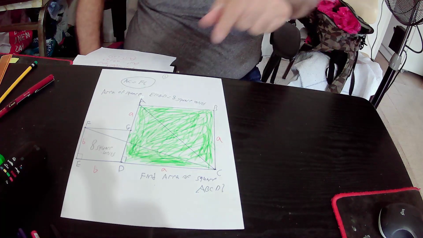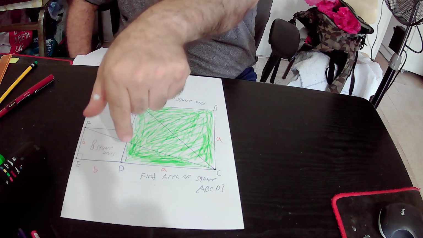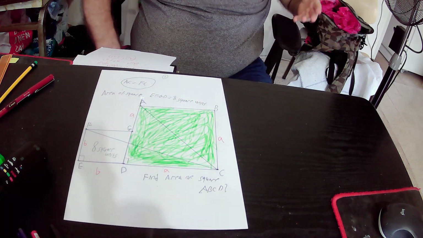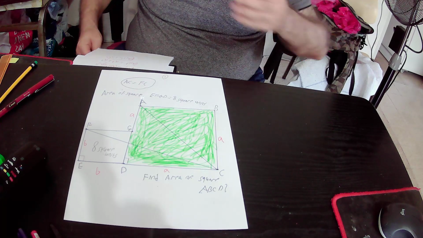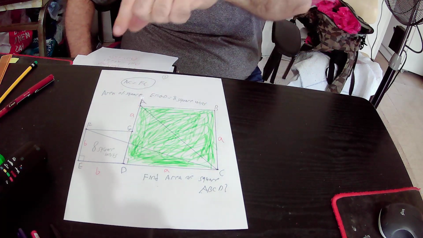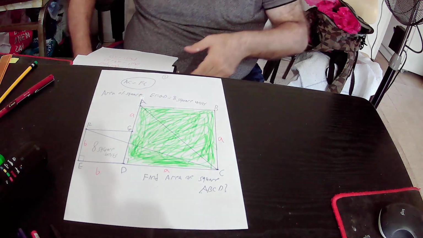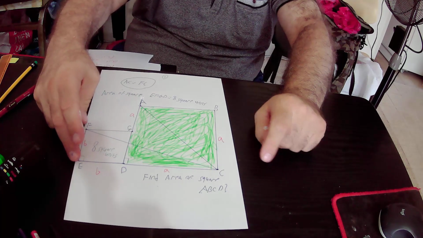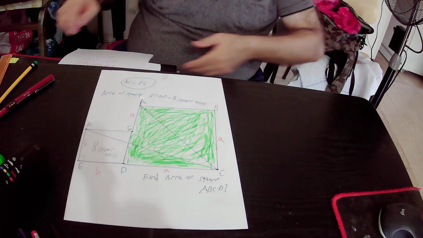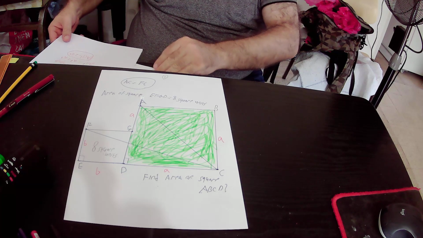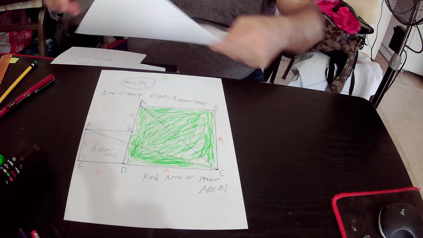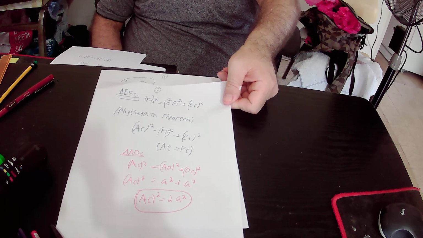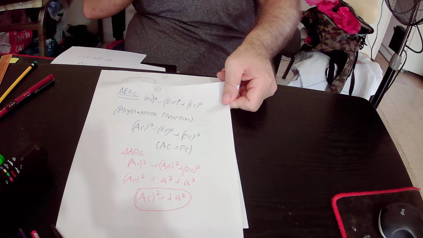If you focus on the right triangle FEC, according to the Pythagorean theorem, the square of the hypotenuse equals the sum of the squares of the perpendiculars. That is to say, FC squared equals EF squared plus EC squared. Again, in the right triangle EFC, FC squared equals EF squared plus EC squared.